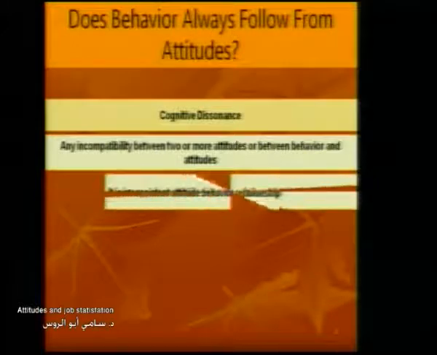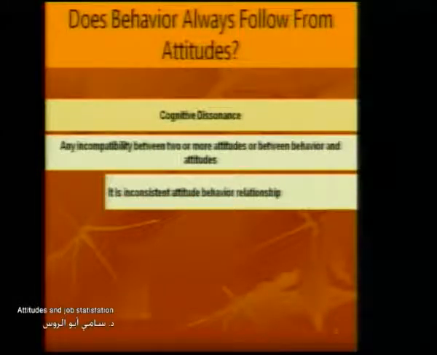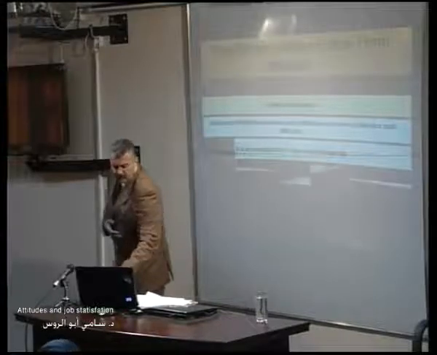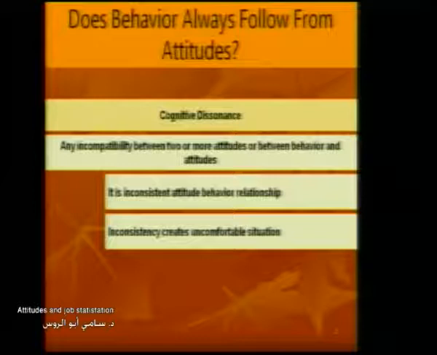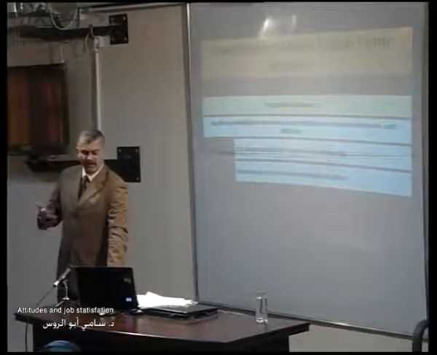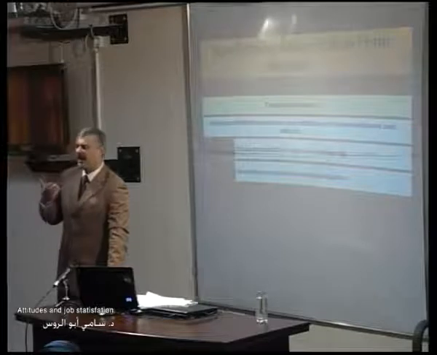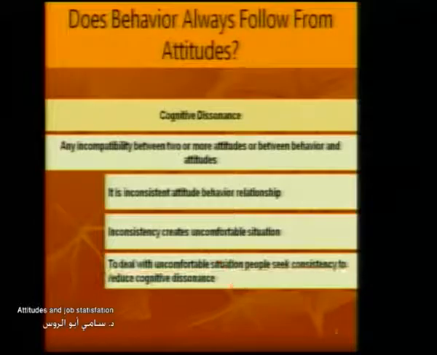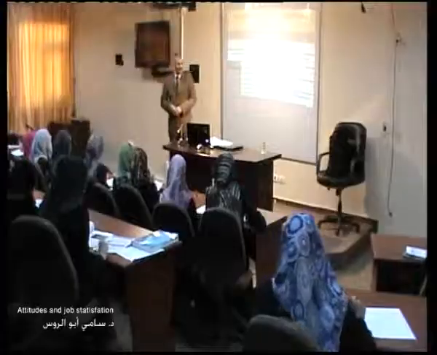When we talk about cognitive dissonance, it is inconsistency between attitude and behavior, and this we have discussed in the definition already. But what are the consequences? Inconsistency is going to create an uncomfortable situation. Already I have mentioned this point. Now, when people have inconsistency and an uncomfortable situation, they are going to think about what they are going to do. We need to deal with this situation. We need to have a solution to resolve the uncomfortable situation that we are dealing with.